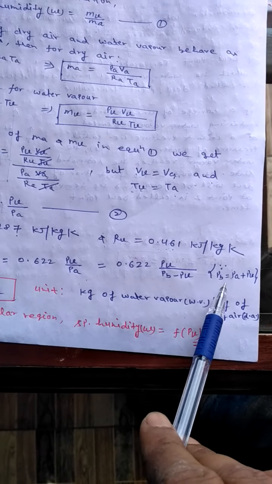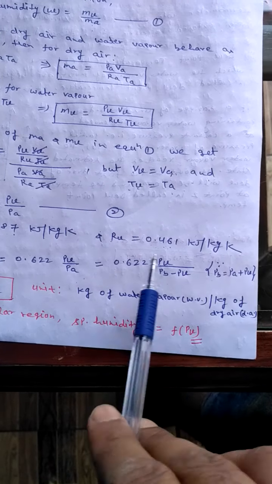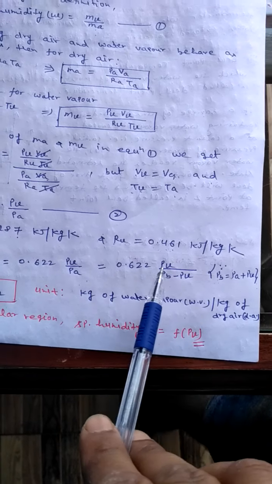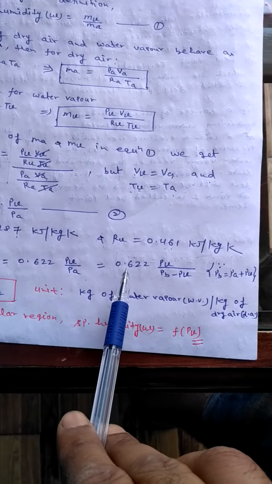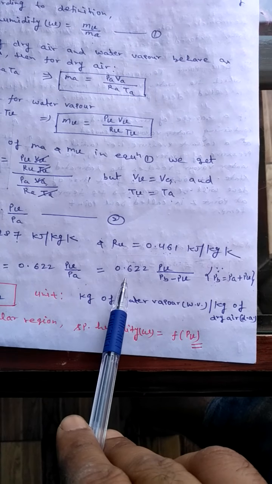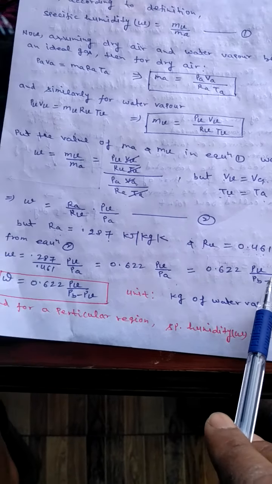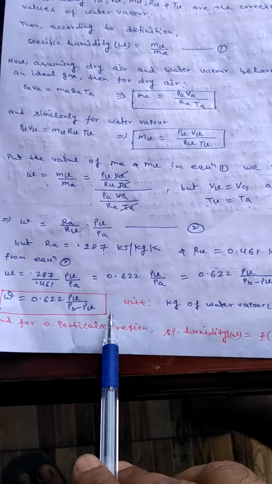According to Dalton's law, we know Pb equals Pa plus Pv, and if we put the value of Pa, that will be equal to Pb minus Pv. So putting the value of Pa, the specific humidity is 0.622 Pv upon Pb minus Pv. So the specific humidity omega equals 0.622 Pv upon Pb minus Pv.